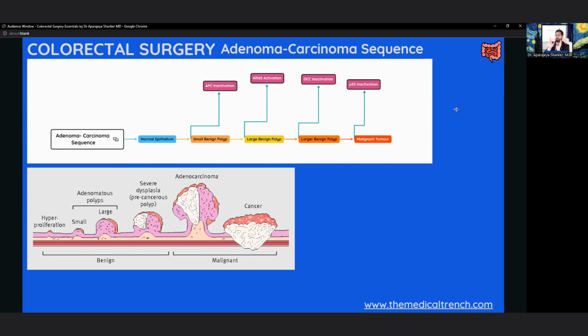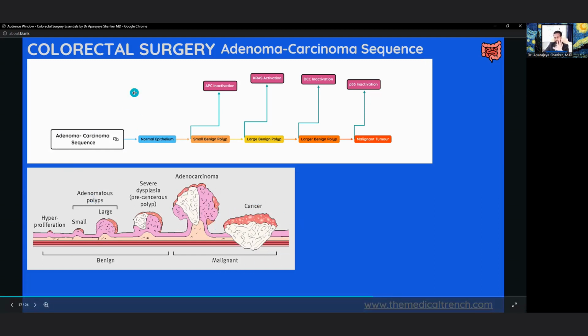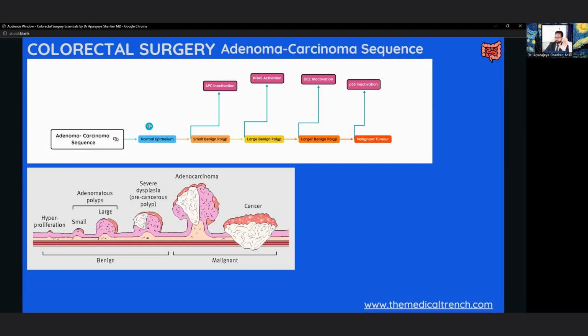Essentially, an adenoma carcinoma sequence is the term we give to the sequential turning from the normal epithelium all the way to a cancer, right? And most of the time, what happens is that you have adenomatous polyps that undergo changes and become cancer. So first you have normal epithelium, okay? Now, in normal epithelium, because of some reason, you have APC inactivation. APC is called adenomatous polyposis coli. This is a type of tumor suppressor gene, okay? So this gets inactivated, and once this gets inactivated, you have a small benign polyp.